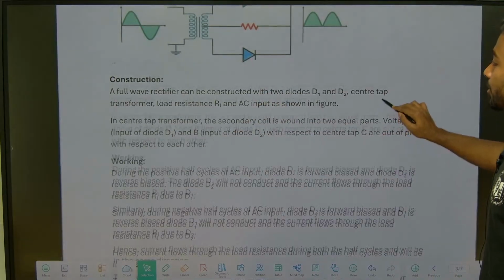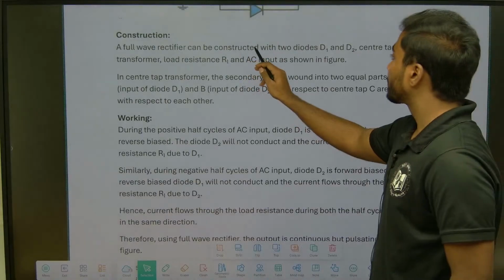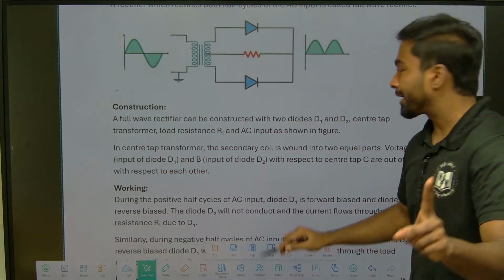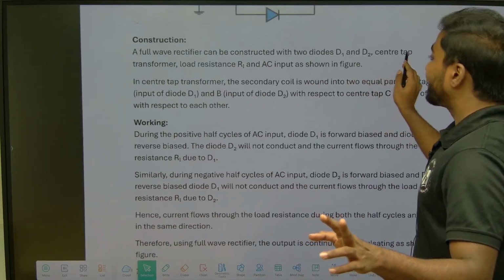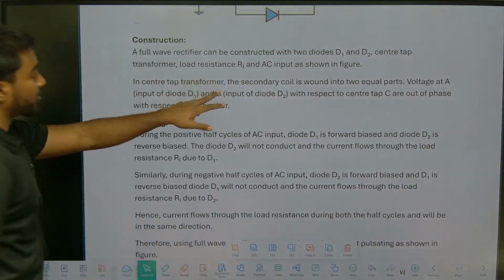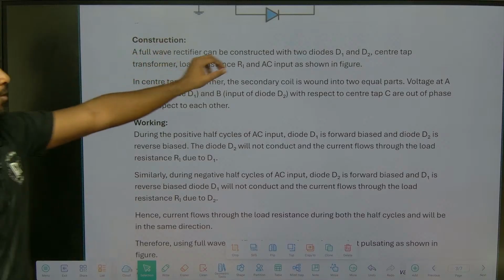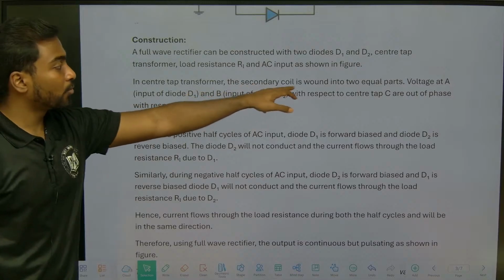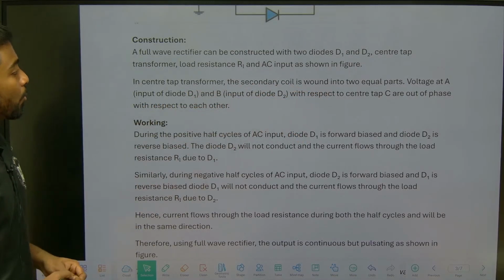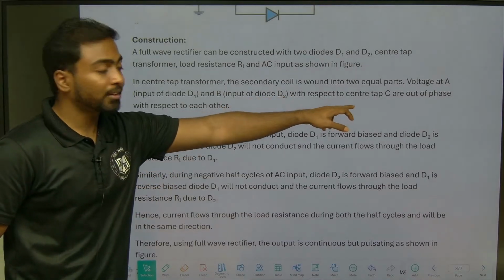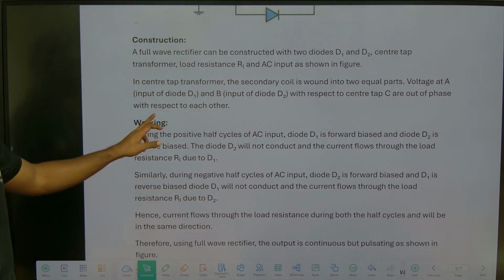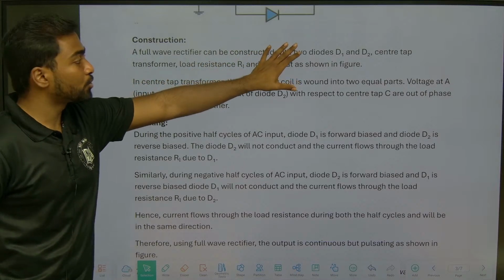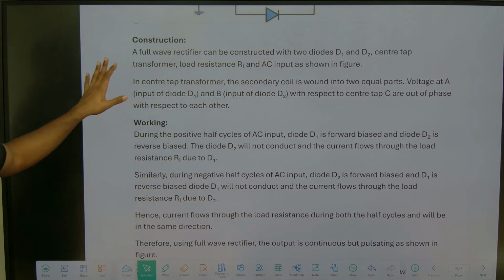And what is the construction for this? A full wave rectifier can be constructed with two diodes. If you see here, one diode and second diode is there. In the previous case only one diode, right? So center tap transformer, load resistance and AC input. Here only one more diode is added, that's it. In the center tap transformer, the secondary coil is wound into equal parts. So voltage at A and B with respect to the center tap are out of phase with respect to each other. Okay, so the main thing is we need to write what we need to use to construct that.